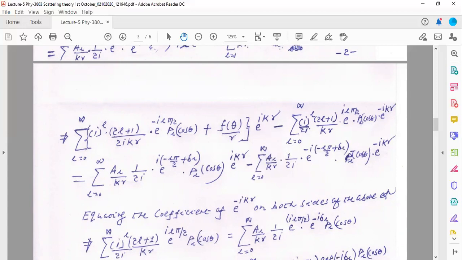sum over L, A_L over kr, 1 upon 2i, right? And you see this is a minus sign, so minus and minus gives plus, so e to the power of iL pi by 2. I split this term into two parts: e to the power of iL pi by 2, because minus and minus gives you plus, and e to the power of minus i delta L, P_L cos theta. So this you can write. Basically, you are comparing the coefficient of e to the power of minus ikr on both sides of this equation. So I compare this.